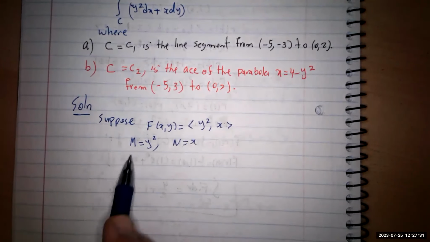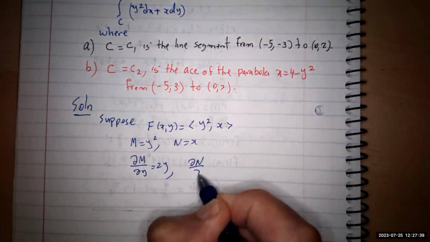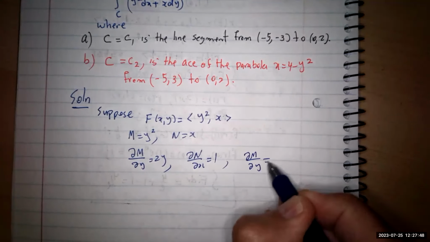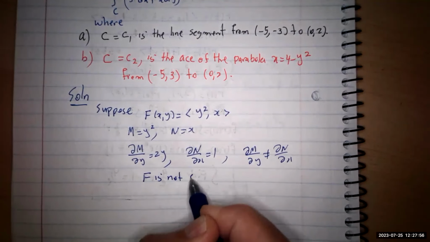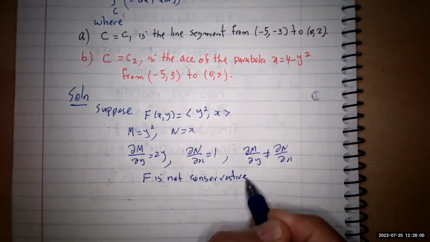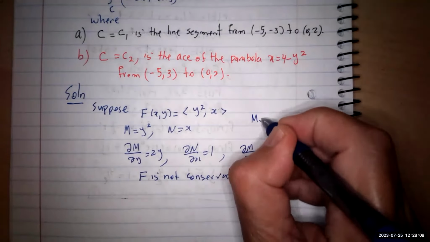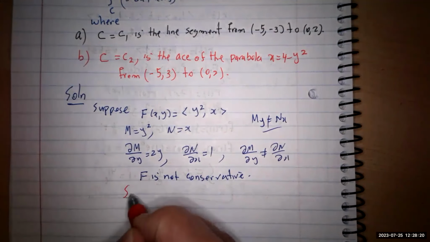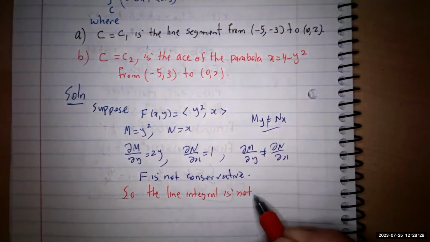We check the partial derivative of M with respect to y, which is equal to 2y, and the partial of N with respect to x, which is equal to 1. As you can see, they are not equal to each other, and that tells us that F is not conservative. Remember, the condition for a function of two variables to be conservative is that M sub y equals N sub x. In this case, they are not equal, so F is not conservative, and the line integral is not going to be independent of paths.